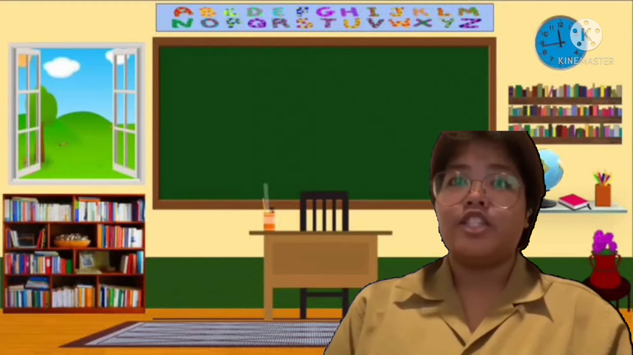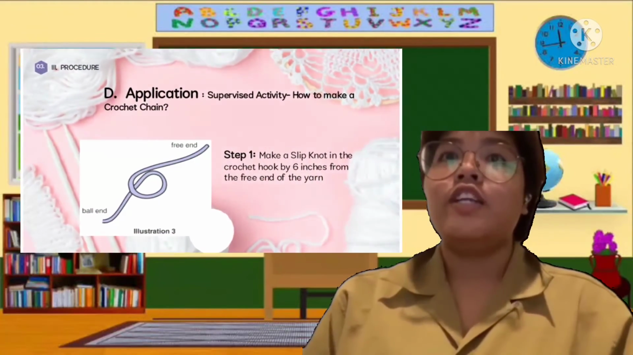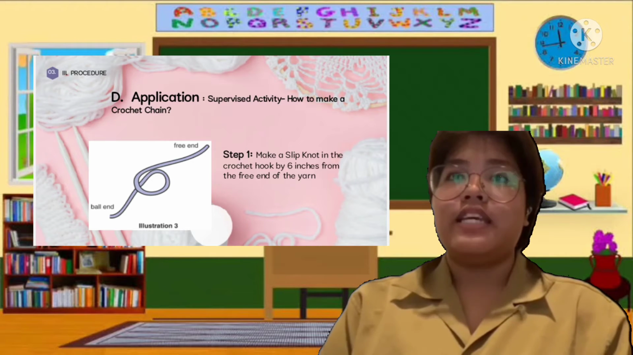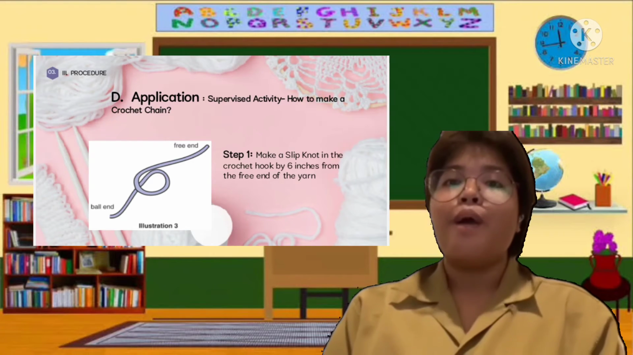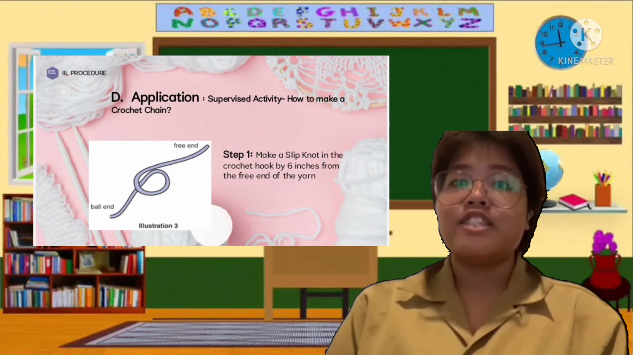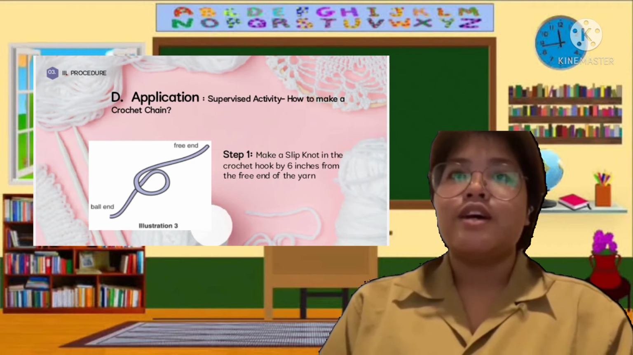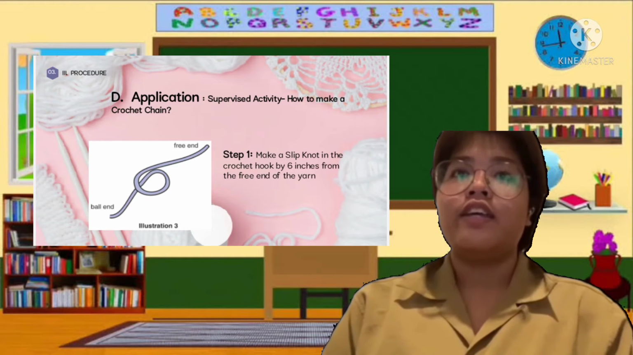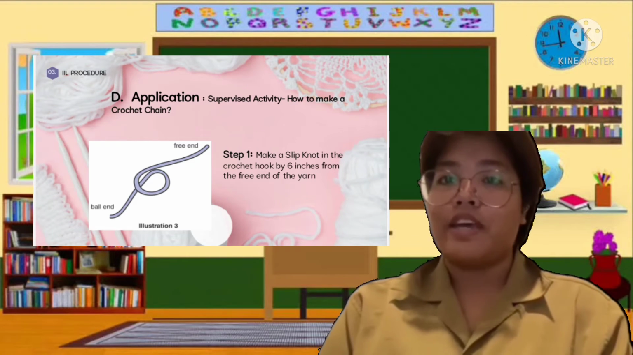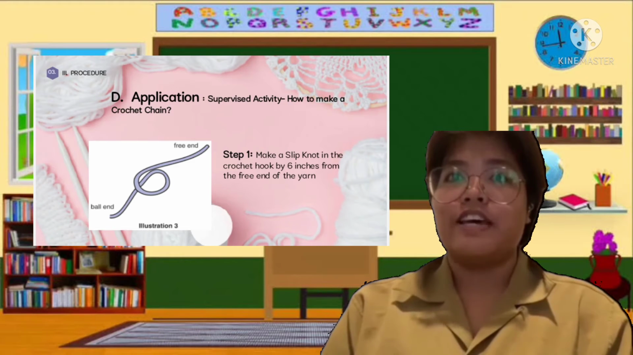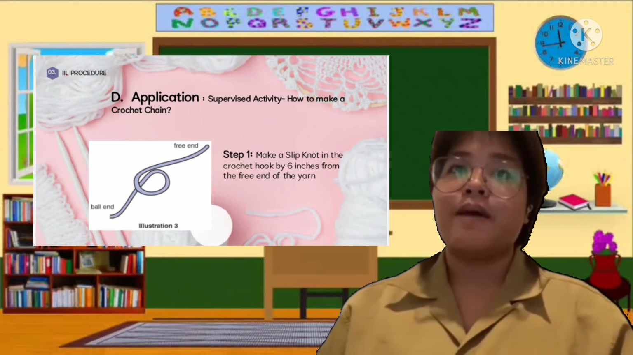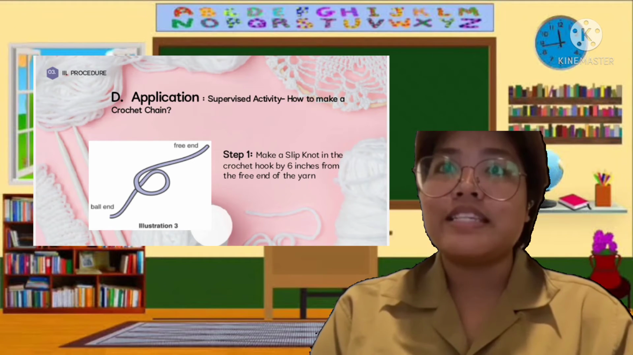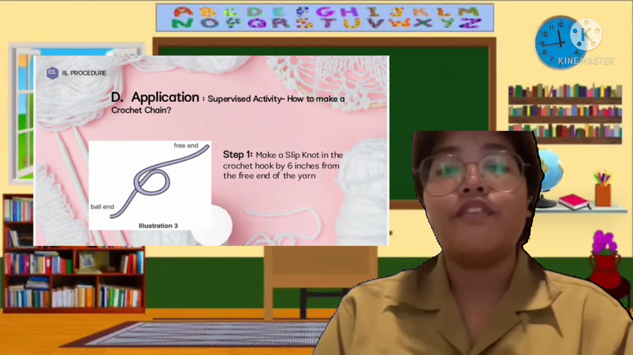After I present to the students an example of a basic stitch in crocheting, next we have the application. In the application, I decided that it will be a supervised activity since all my students will be making their first chain in crocheting. How to make a crochet chain. We will be making a crochet chain with the students. Here we have step 1: make a slip knot in the crochet hook, 6 inches from the free end of the yarn.